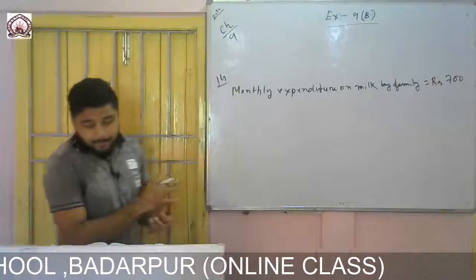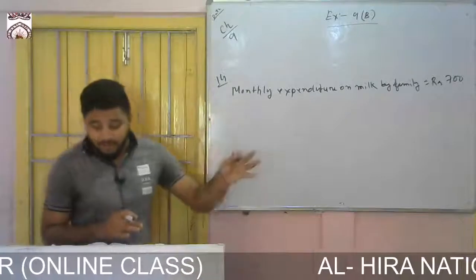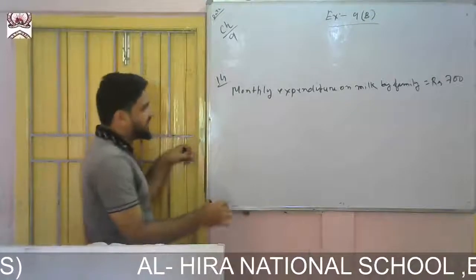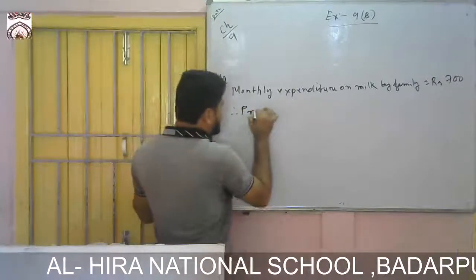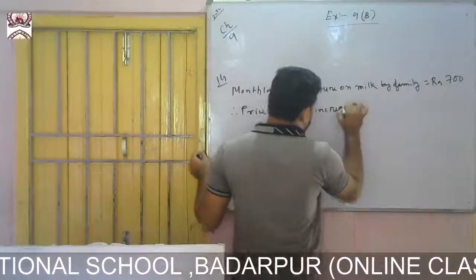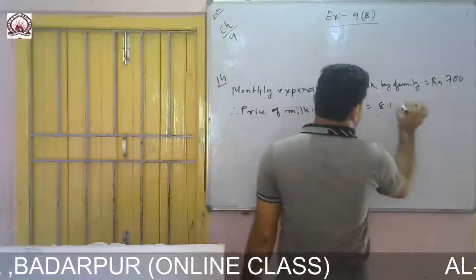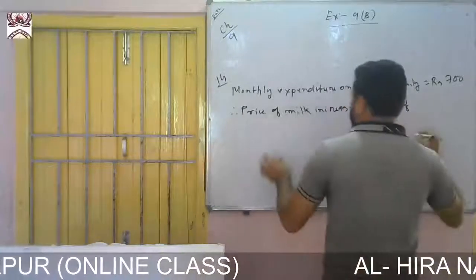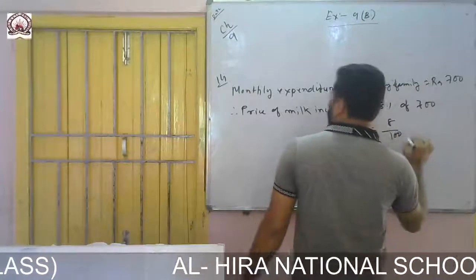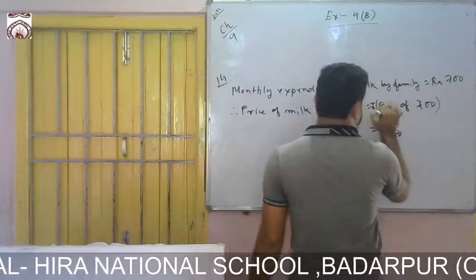Now therefore, the price of milk increased will be what? 8% of rupees 700, because 700 is the total. So write, therefore, price of milk increased will be 8% of 700. Okay, now 8 by 100 into, here you write rupees.